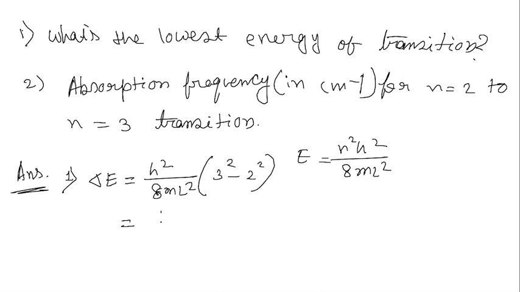So what will be the value? h squared over 8 m L squared. This value we have to calculate with the proper unit. Now I am providing you some data to calculate the energy difference between the two levels. So let me give those values.